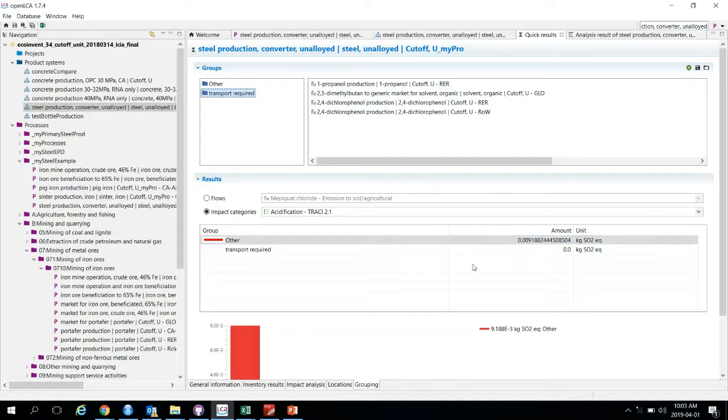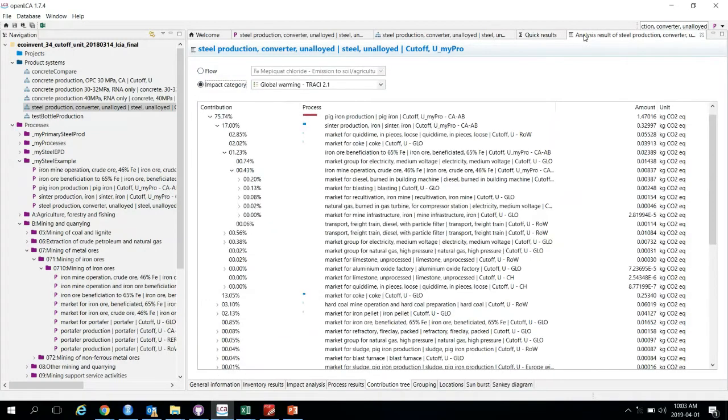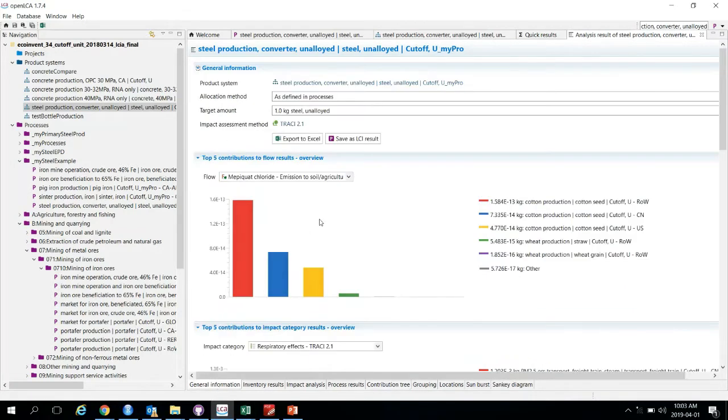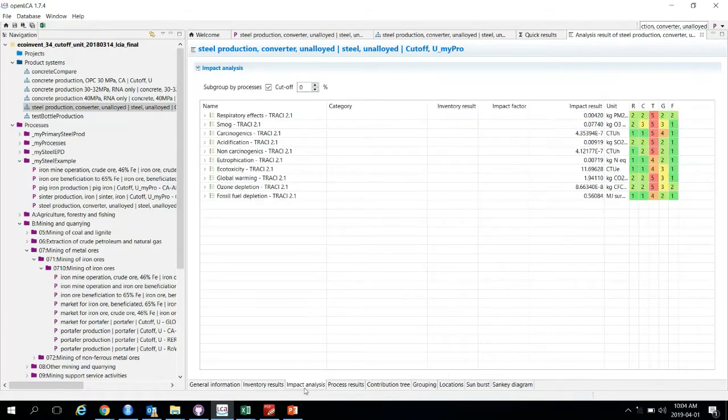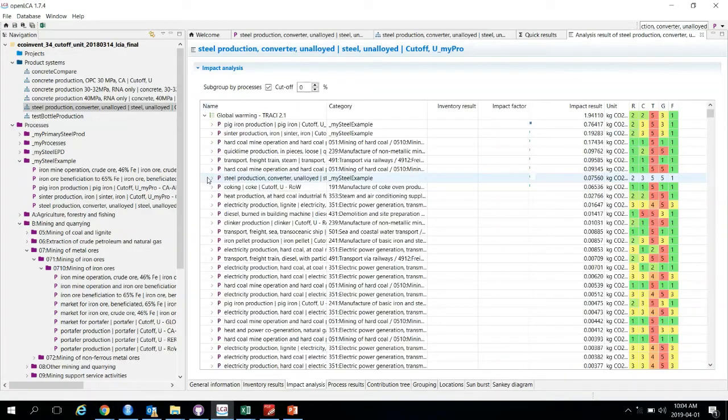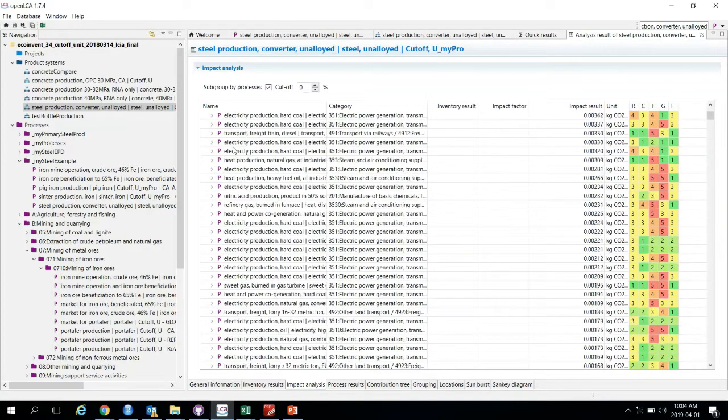And so that's basically what quick results will show you. So we can go on to the more detailed analysis. Let's start with the first tab. This is the same, so I won't talk about it more. It's the same as what you find in the quick results. Same with inventory results. Impact analysis likewise is the same. Right now I have it on 0% cutoff, so you can get a better idea of how many more processes are being shown.